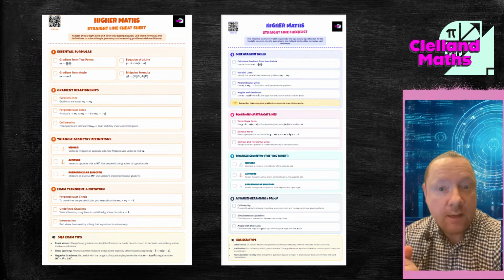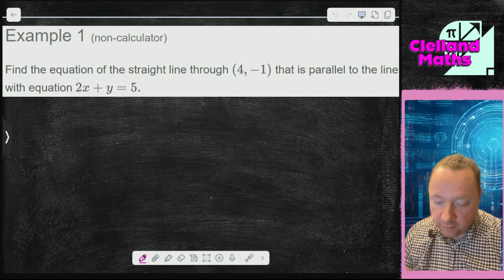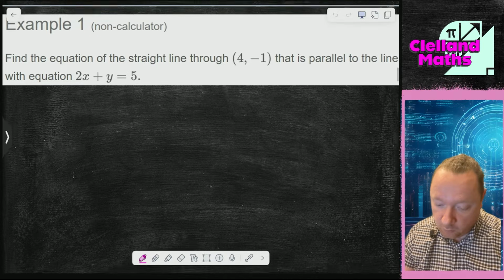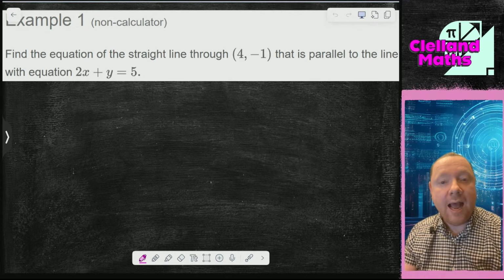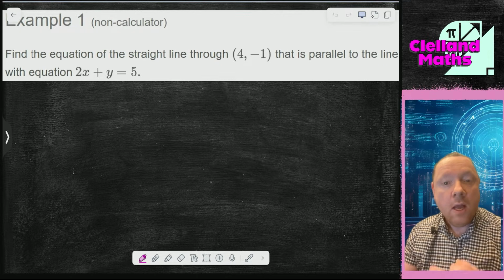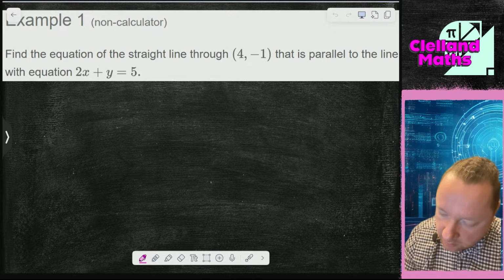And let's get started with example 1. Find the equation of a straight line through (4, -1) that is parallel to the line with equation 2x + y = 5. Remember, these are taken from the excellent site maths.scot, and you can also go on the app.clellandmaths.com to do these questions yourself as you go, okay?